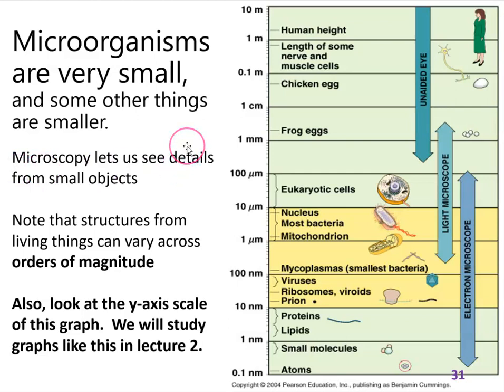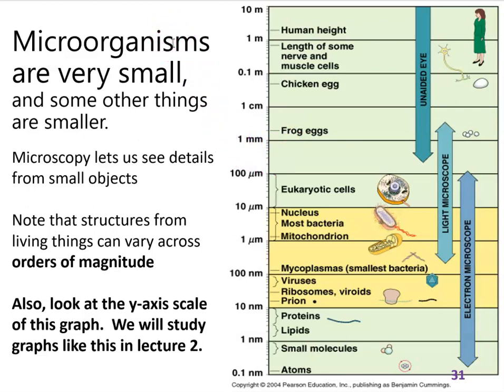So let's get into microscopy. Let's see what we're going to see. So the basic idea is that microorganisms are very small. If you look on this graph at the y-axis, you'll see each line goes down by a factor of 10. Humans are roughly 1 to 2 meters tall. Frog eggs are 1/1000th of that. Most bacteria are 1/1000th of a frog egg, so they're 1,000,000 times smaller than us, roughly.